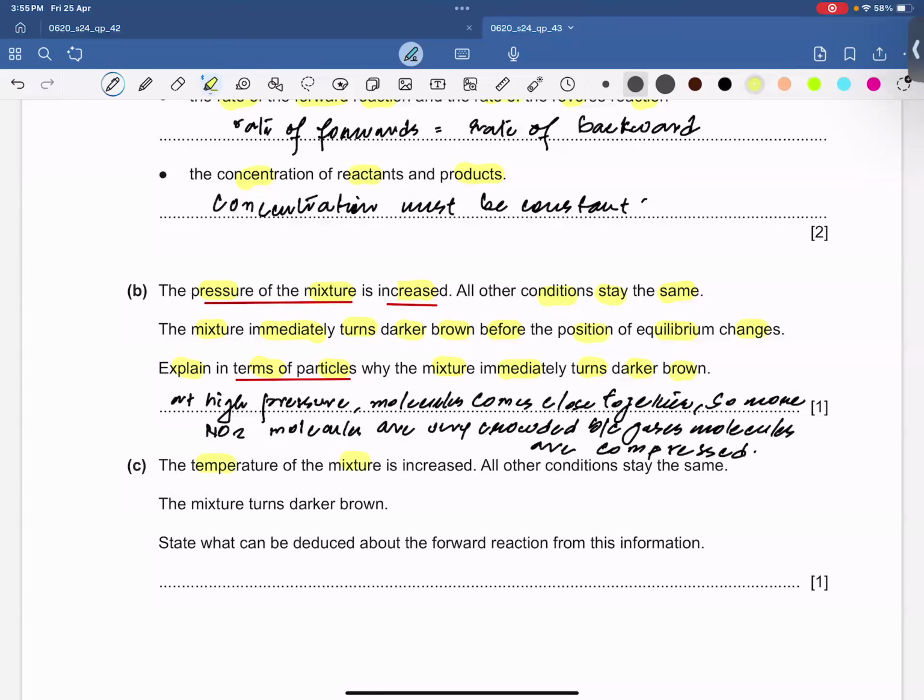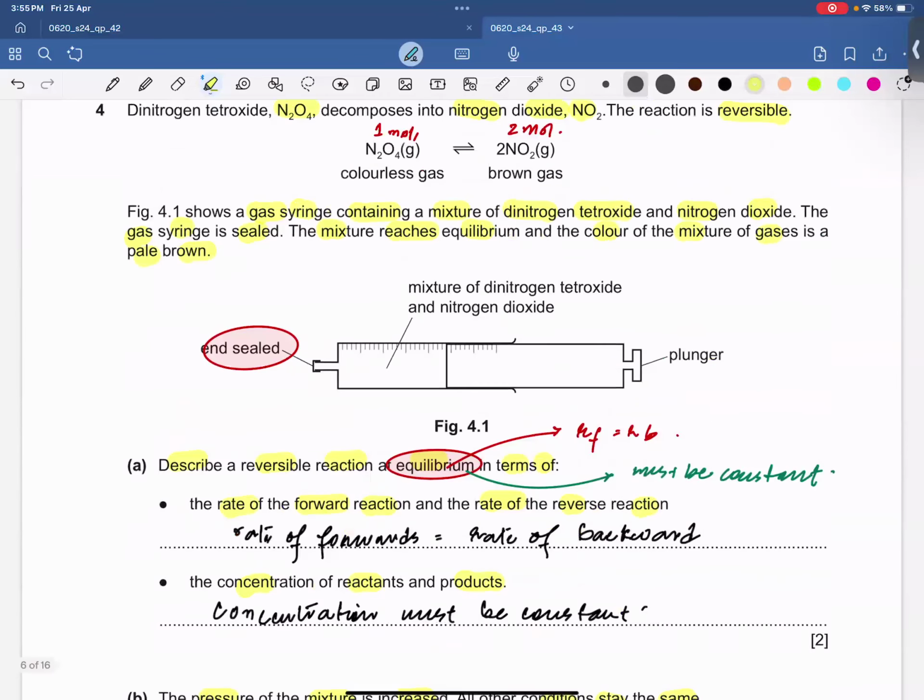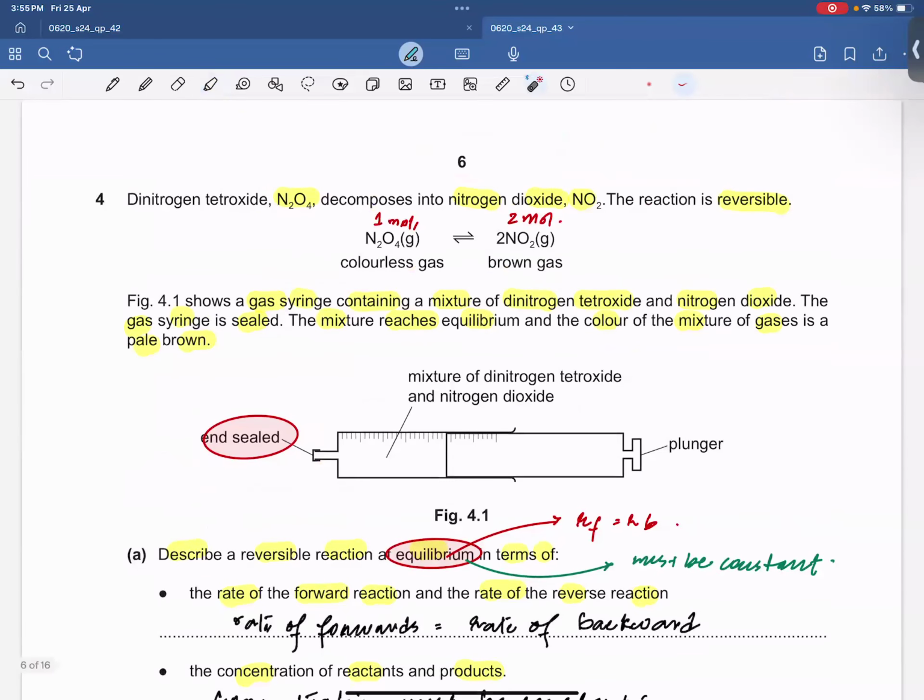Next, the temperature of the mixture is increased. All other conditions stay the same. The mixture turns darker brown. When the temperature of the mixture is increased, obviously, the examiner is looking for what can be deduced about the forward reaction for this reaction. Obviously, it is a bond breaking process, which is why it is endothermic.